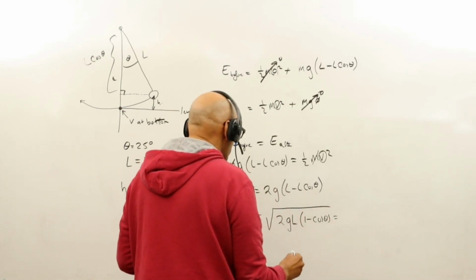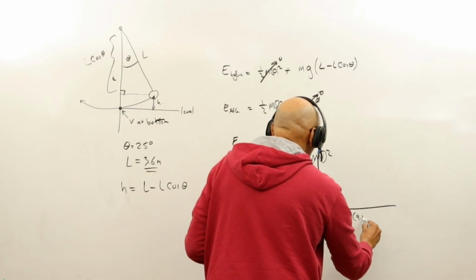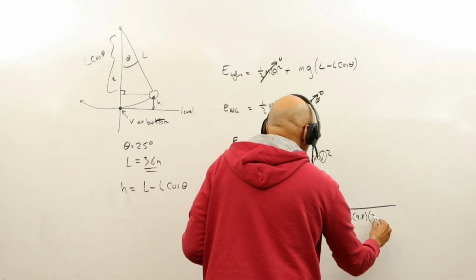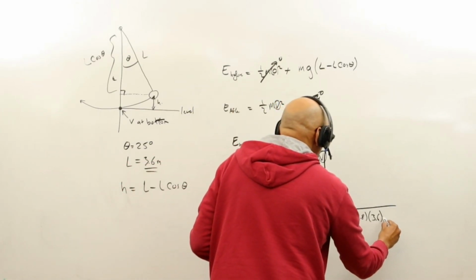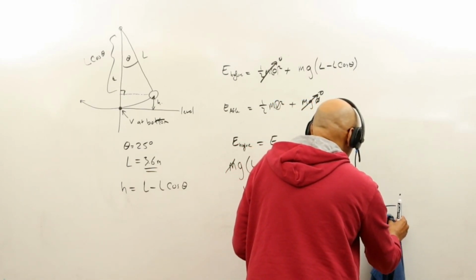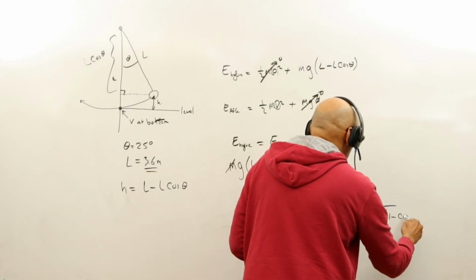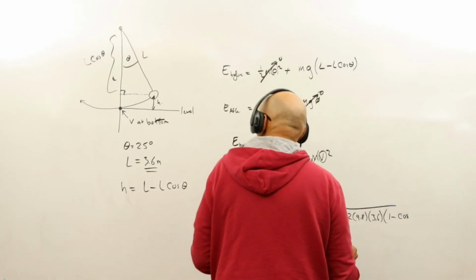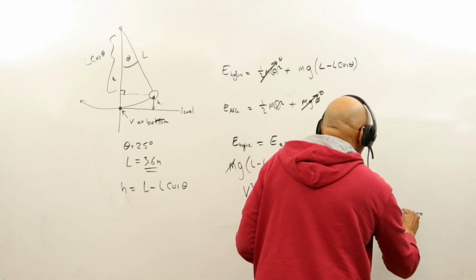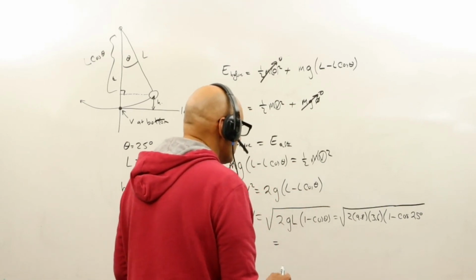And we can start substituting numbers in here. So this will be the square root of 2 times 9.8 times a length of 3.6 meters times 1 minus cosine of 25 degrees. And we should be able to calculate this in one step.